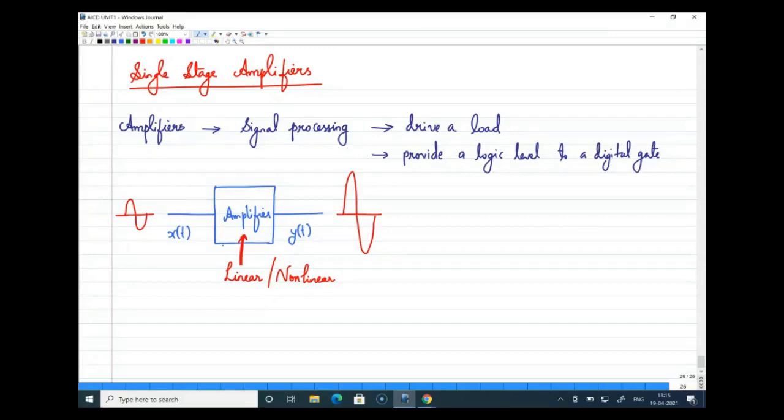All right, linear. So why would you say that this block should be linear? Any other answers? Kindly respond in the chat box.